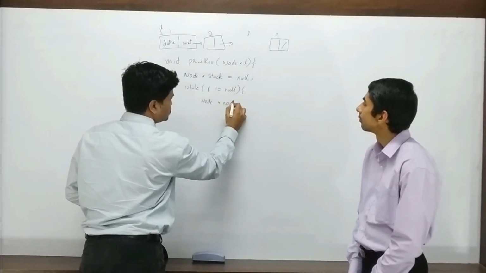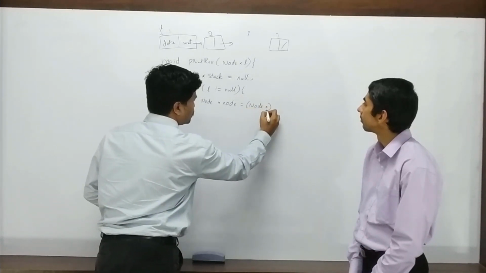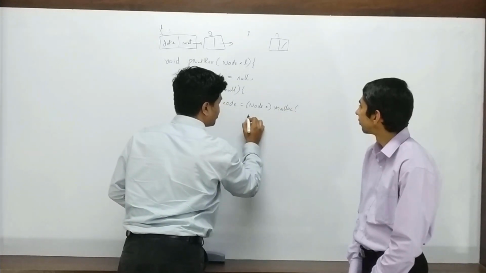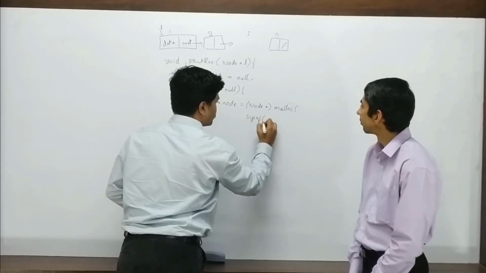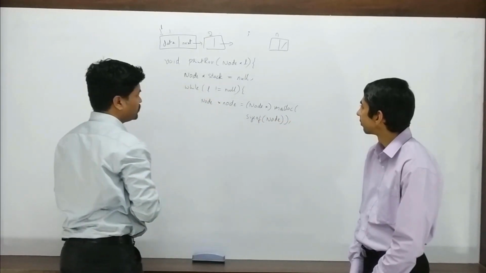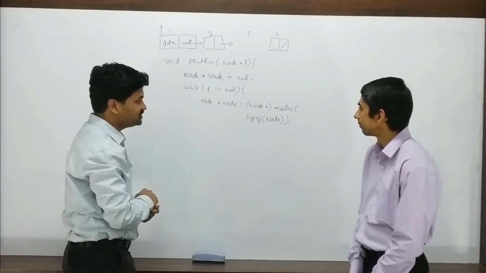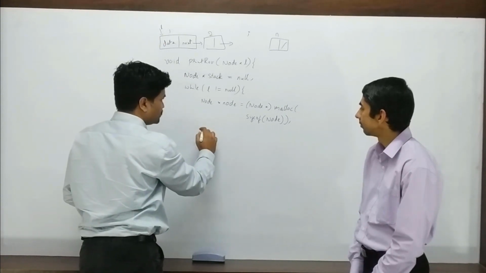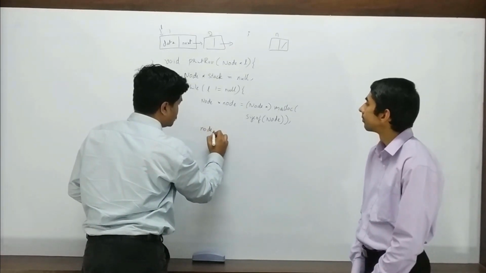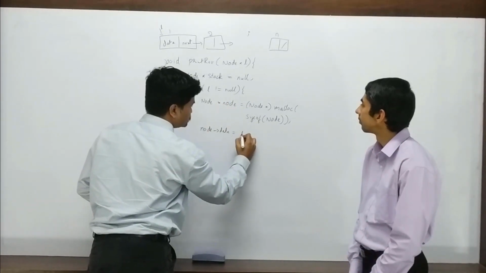So node is here. I need a new node to be allocated, so I'm using malloc. And we should be checking for the null return of malloc in case malloc fails, but right now I'm skipping that. So node has a new node allocated, and node data is going to have the data of L.